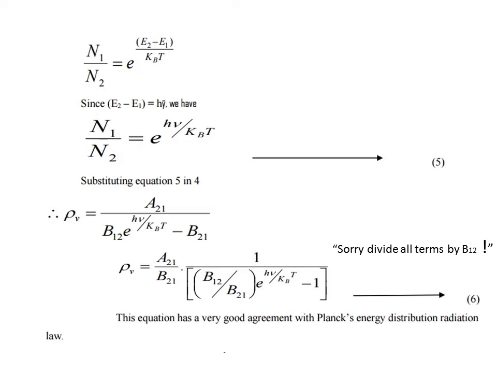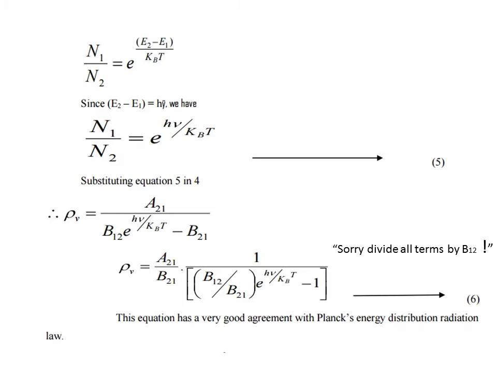So you can use equation 5 in equation 4, and that will give you the equation for rho is equal to A21 by B12 exponential h nu by KT minus B21. Now in this equation, rho is the number density of photons, or the photon flux, and the equation for photon flux is already given by Planck's law for cavity radiation, which is a well established equation in thermodynamics. So we will make use of that equation.